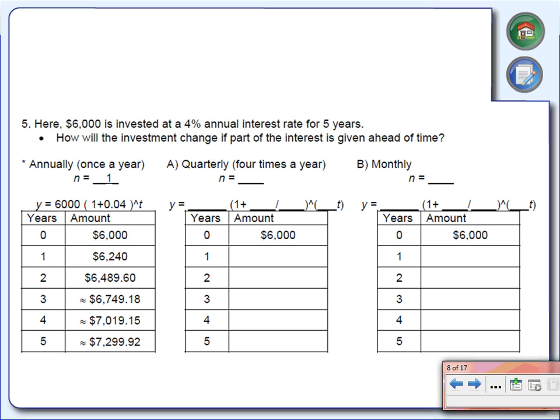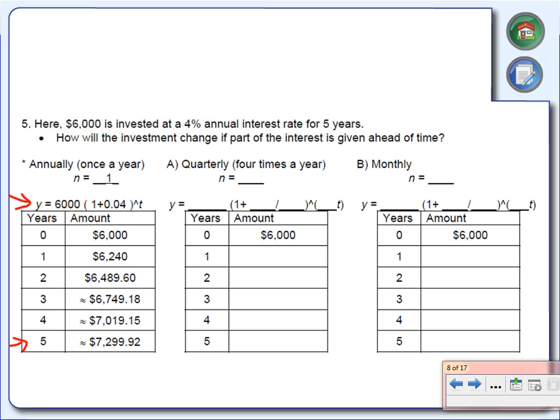All right, so here's scenario number 5. It says we got $6,000 invested at 4% annual interest rate, and we're going to leave it in there for 5 years. So how will this investment change if part of the investment or interest is given ahead of time? So on this first one here, what if we just give interest once a year? Well, in that case, the equation we end up with is right here. Y equals 6,000, because that's how much we invested, times 1 plus 0.04 to the t power. And of course, when we put this in the calculator, this is the table we get.